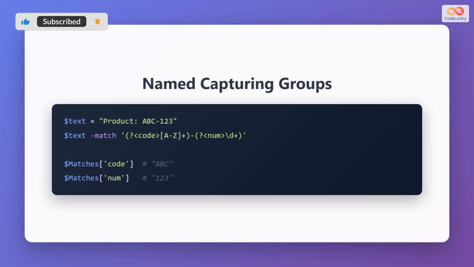While numeric indexes work fine, named capturing groups make your code even more readable. The syntax uses a question mark followed by angle brackets with the name inside, then your pattern. In this example, we name the first group code and the second group num. Instead of using numeric indexes, you can now access the captured values by name. $matches at the key code returns ABC, and $matches at the key num returns 123. Named groups are especially helpful when you have many capturing groups or when someone else needs to read your code later.